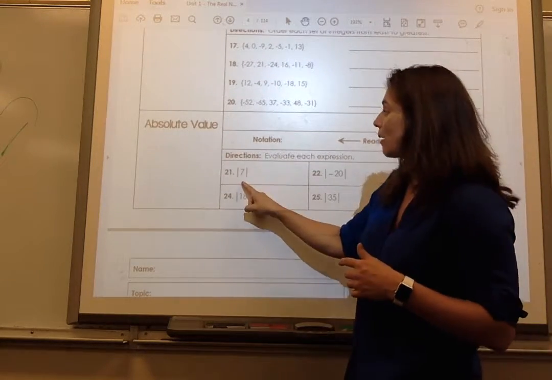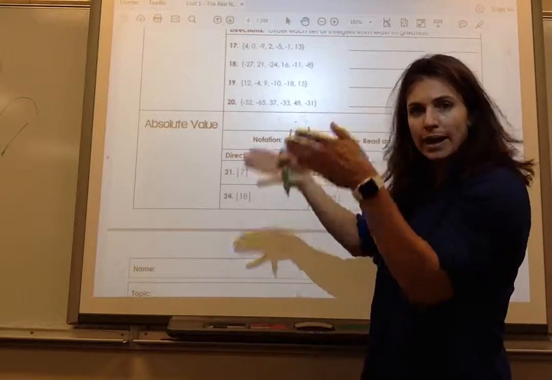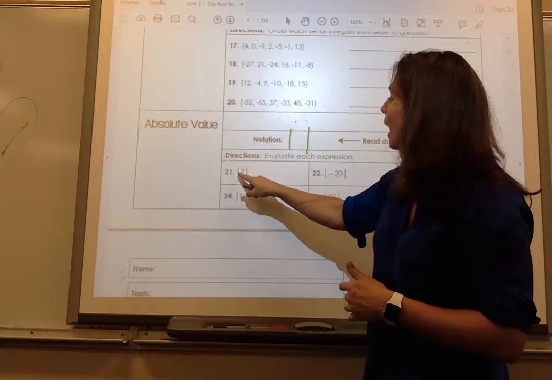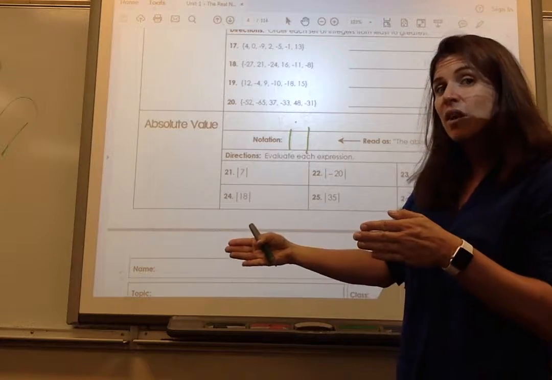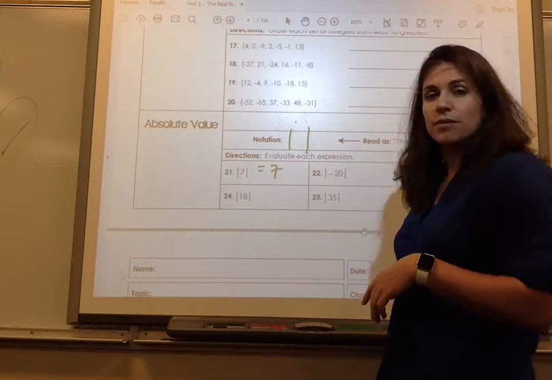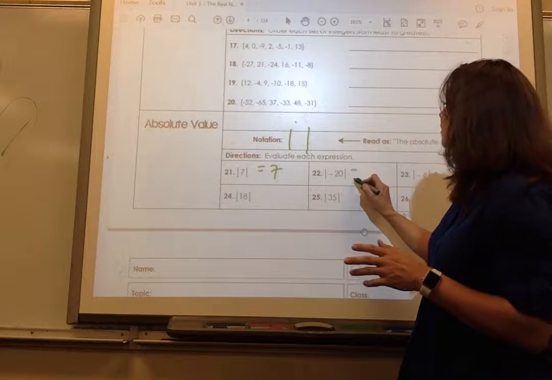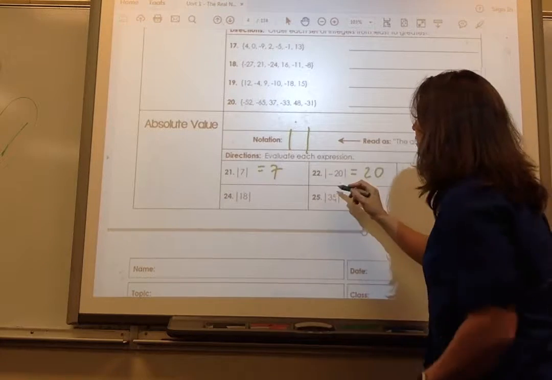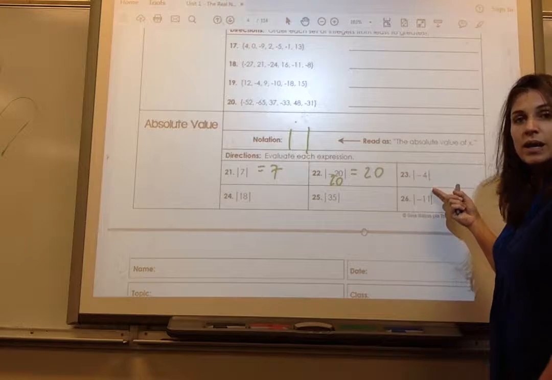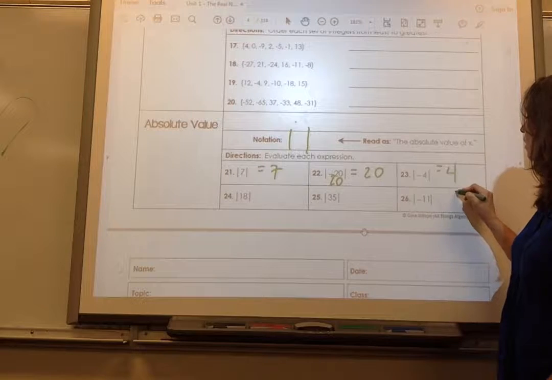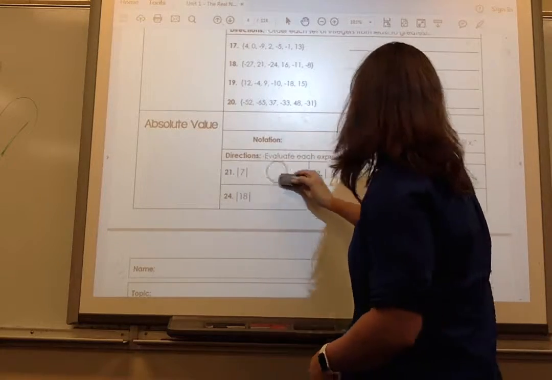So what does absolute value look like? This is the notation for absolute value. You have these 2 lines, and then in the middle is what we're looking for. So the absolute value of 7, what's the distance from 0 to 7 on the number line? Well, it's just 7, and it's positive. Let's take a look at -20. The distance from 0 to -20 on the number line is still going to be 20. So whatever is in here, you just make it positive, and so it would be positive 20. Number 23, the absolute value of -4 is 4. And the absolute value of -11 is 11. Okay, so that is absolute value.